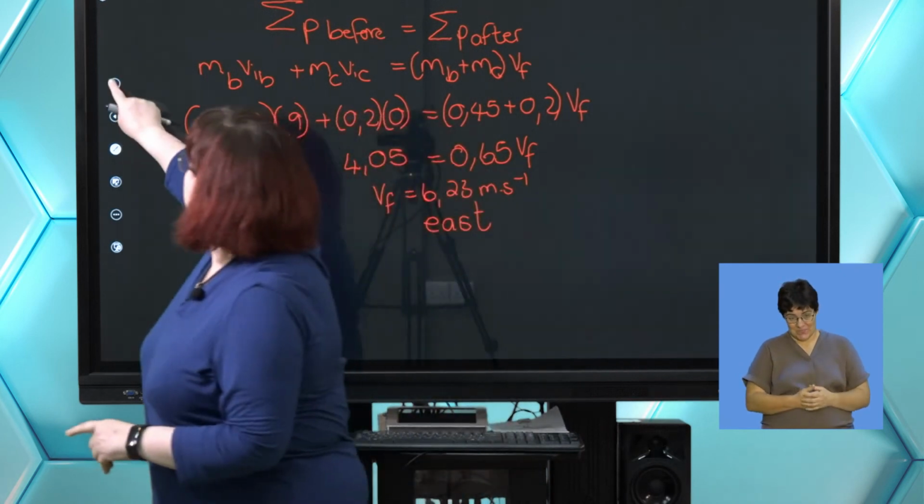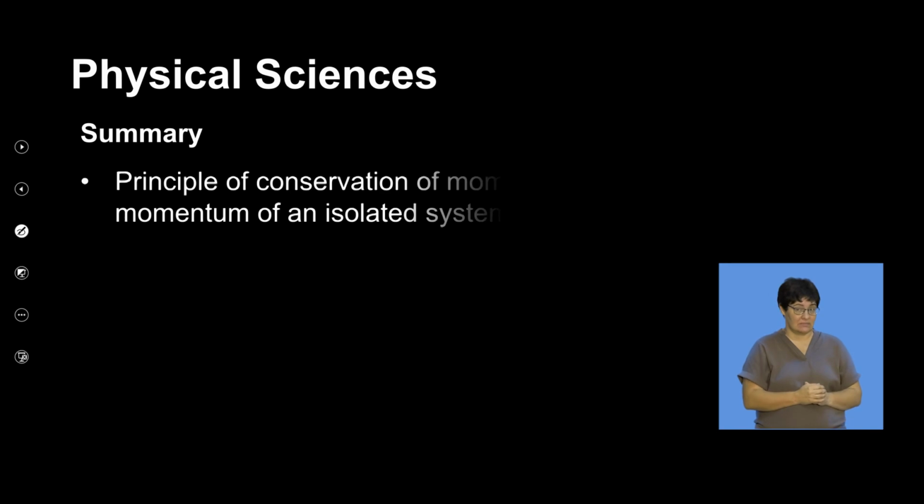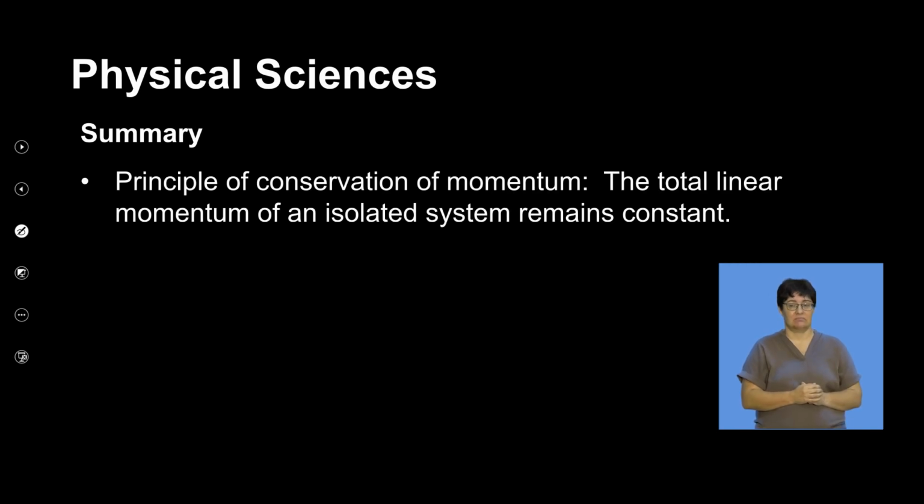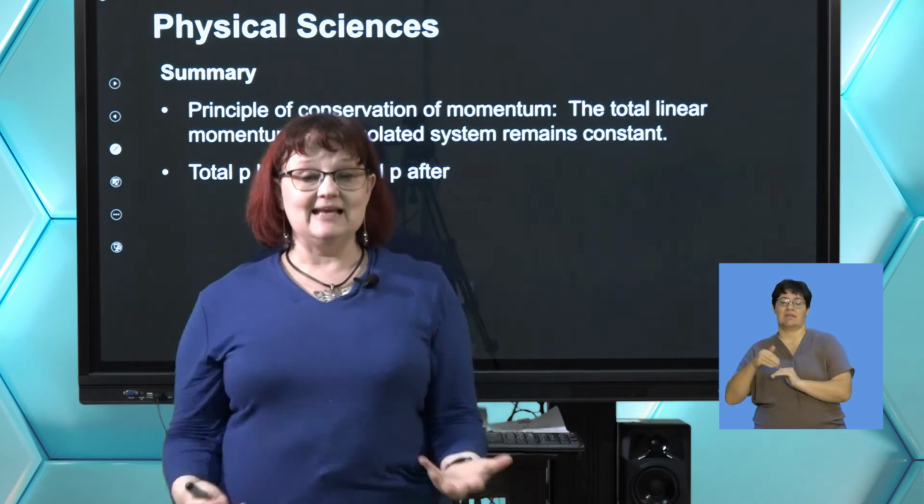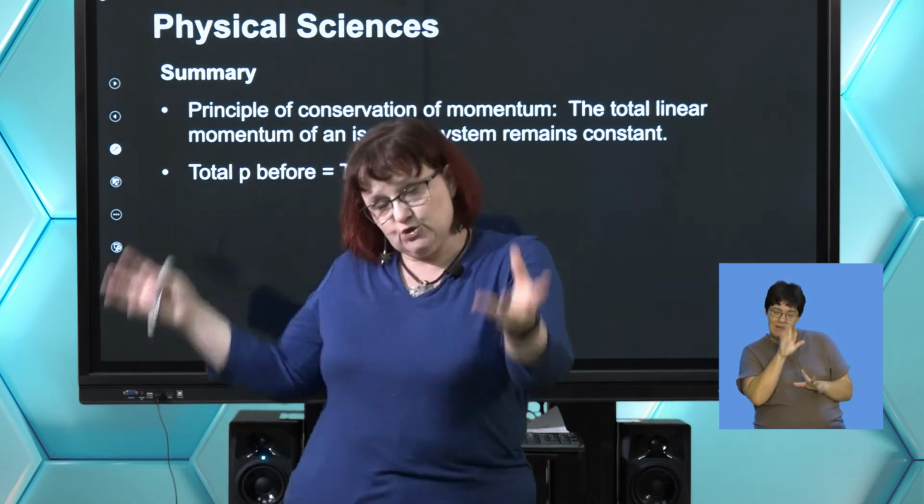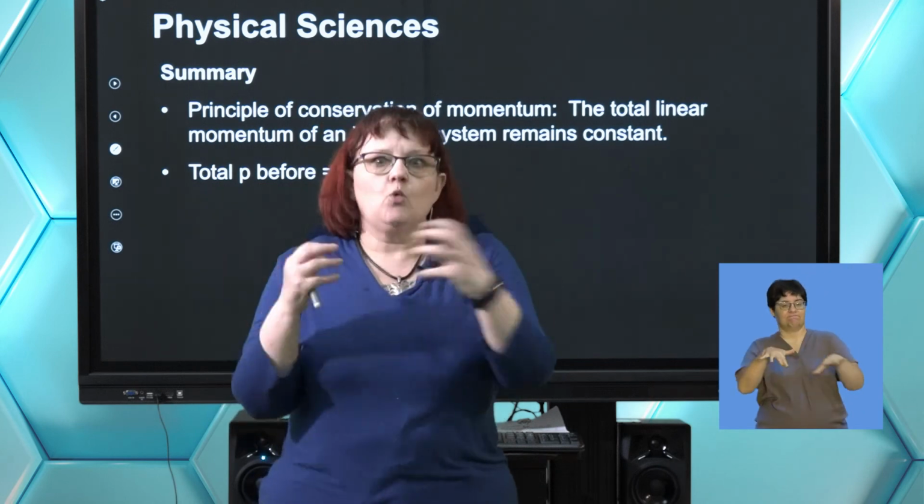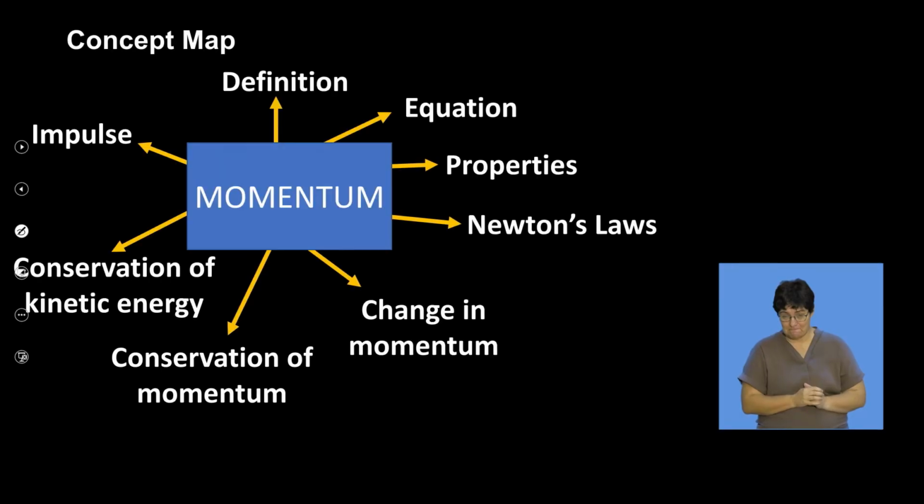Okay, so what have we learned today? Well, we've learned that the principle of conservation of momentum says that the total linear momentum of an isolated system remains constant, which then means, and I've just written it slightly differently, that total momentum before equals total momentum after, and we will have to derive the equation that makes sense for the circumstance, for whatever the question gives us, okay?